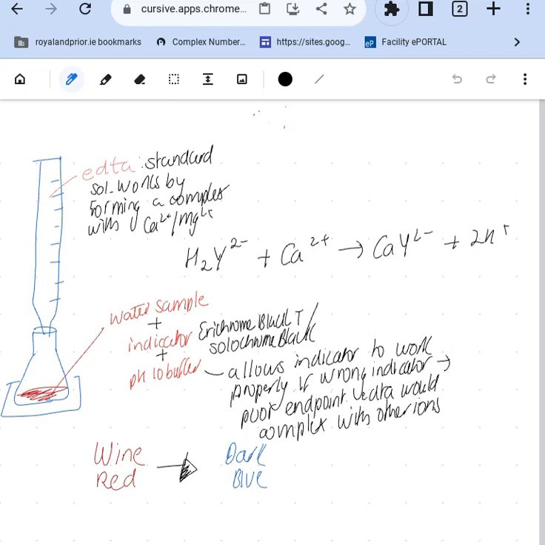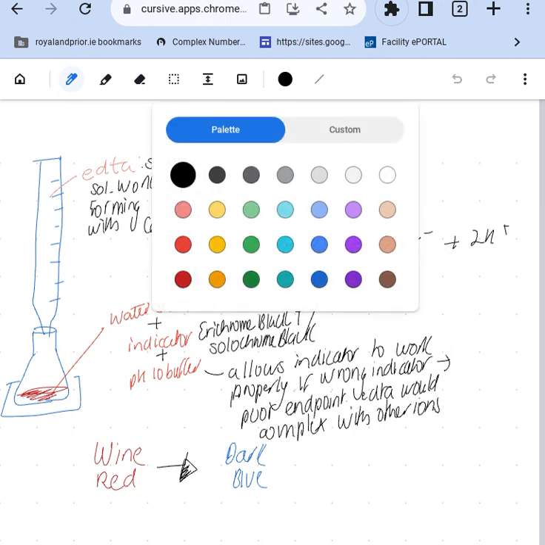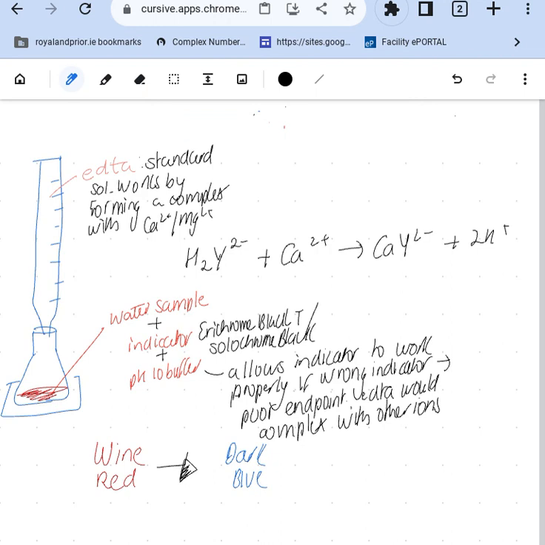Right, in this video we will look at determining the hardness in a water sample. So a few things you must know there. Hard water is water which is difficult to form a lather with soap.